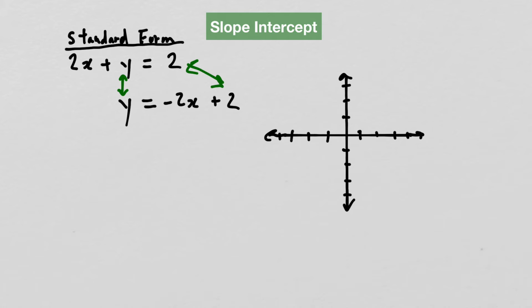We have our y-intercept, which is 2, so we're going to plot that point at 2 on the y-axis. And then our slope is -2, which is equal to our rise over run. -2 is the same as -2 over 1.